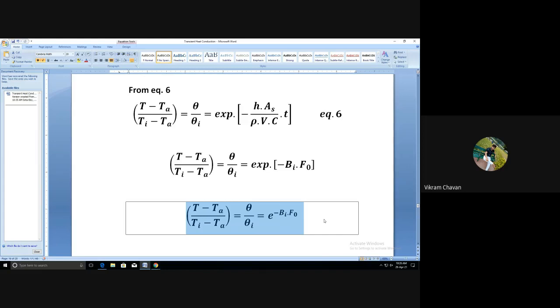Getting everyone? Is there any question, any doubt? E raised to minus Bi multiplied by F naught. Okay, everybody, have you finished this equation? Shall I move ahead? Is there any doubt, any question?